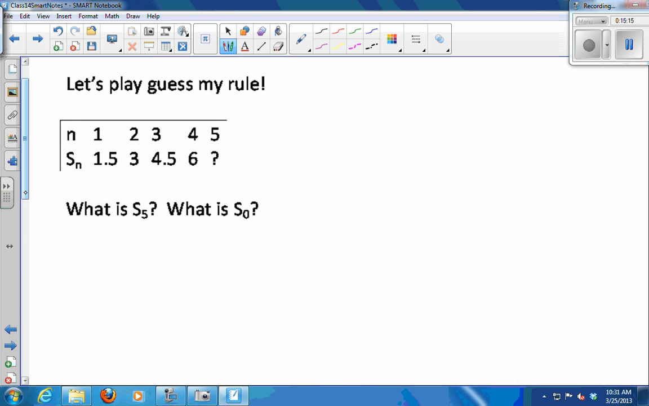All right, so let's play Guess My Rule. So I have a sequence here. The list on top, n, is just the locations, right? So I have my list of S sub n, which is what I'm really interested in. So what do you think S5 is? Yeah, how'd you come up with 7.5?